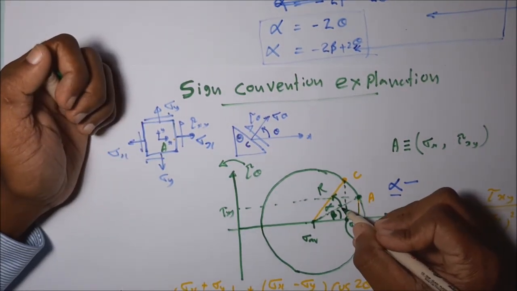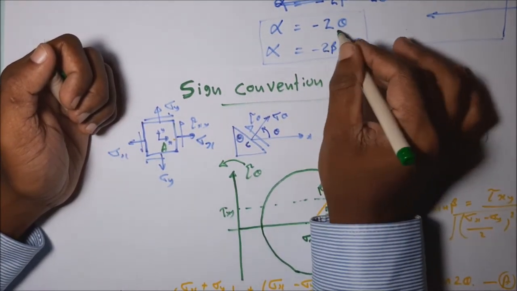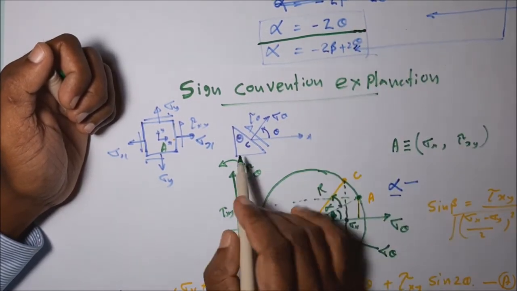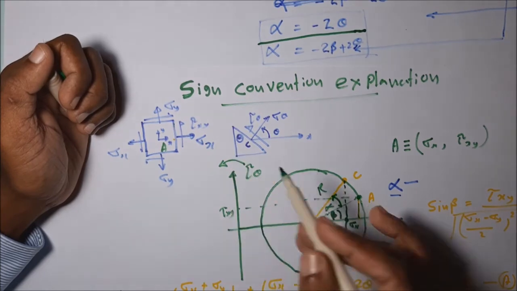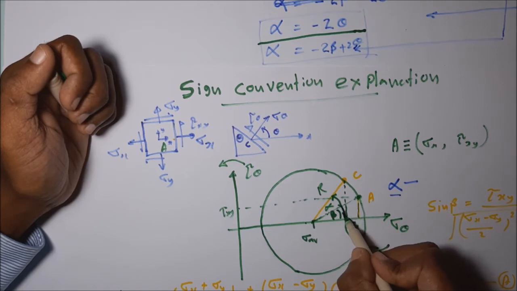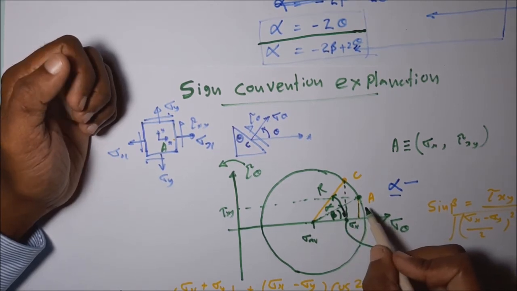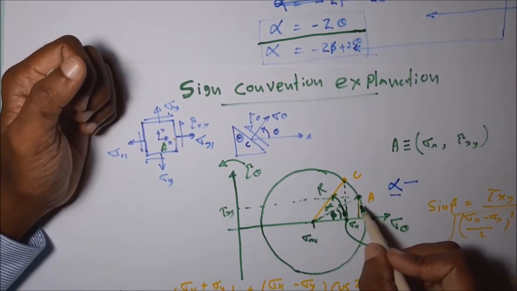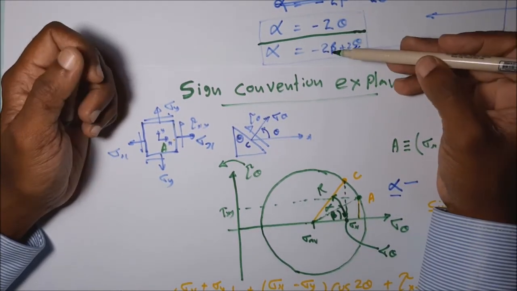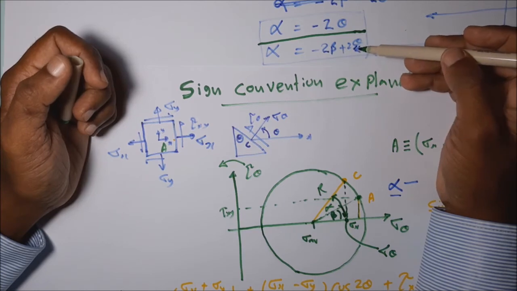We have to measure. You can see the angle is double. Let's take the first situation. The actual angle is theta, then alpha should be double and should be measured in a clockwise manner, in this direction. Then if we take minus 2 beta plus 2 theta, what does it mean?